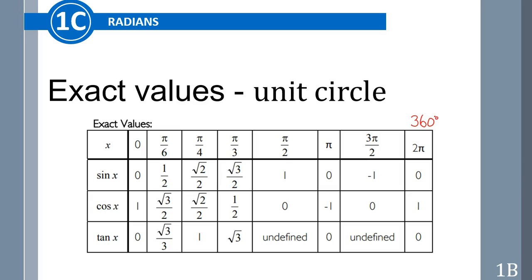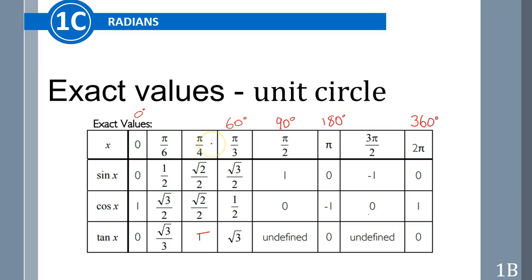Okay, half of 360, half a circle, 180 degrees is pi. Half of that is 90 degrees. 0 is obviously 0, we can leave that there. Pi over 3. What is pi over 3? Well, what's 180 divided by 3? So we're looking at 60 degrees there.